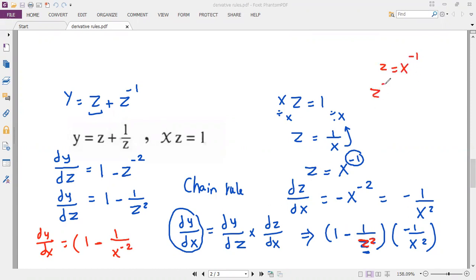I want to get z squared, so z squared equals x to the power of negative 1 raised to the power of 2. So that is going to be equal to x to the power of negative 2, all multiplied by negative 1 over x squared. That's it. That is dy over dx.